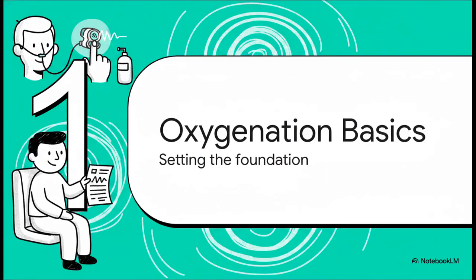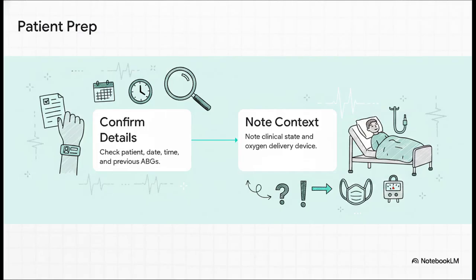Section 1. The basics of oxygenation. Okay, before you even look at a single gas value, you've got to take a step back. I know it sounds basic, but you have to make sure the data you're about to read actually matches the clinical reality of the patient sitting in front of you. Confirm the name, the date, the time, pull up any previous blood gases to compare, and absolutely crucial here, note the clinical state of the patient and exactly what oxygen delivery device and flow rate they were on when that sample was drawn. Context is literally everything.